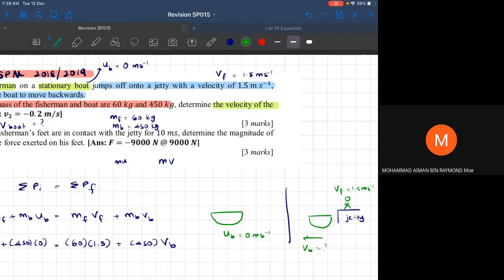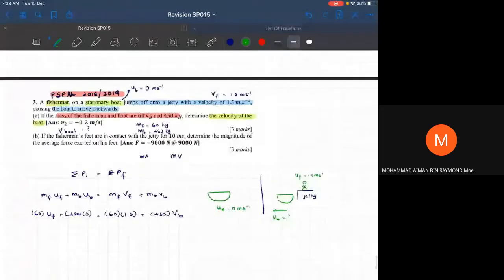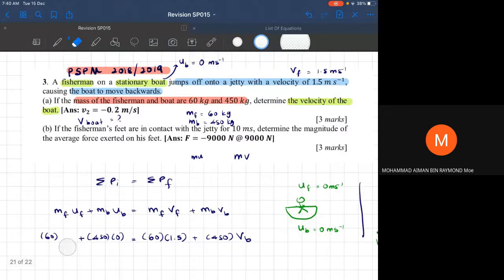Okay. So kat mana fisherman ni awal? Fisherman ni dekat dalam stationary boat tu lah. So maksudnya nak cakap dekat sini initial velocity of fisherman pun sama dengan 0 lah. Okay. So barulah dia lompat atas jetty tu and then boat tu ke belakang. So Miss explain initial velocity of fisherman is also 0. Okay. So this whole thing will be 0.